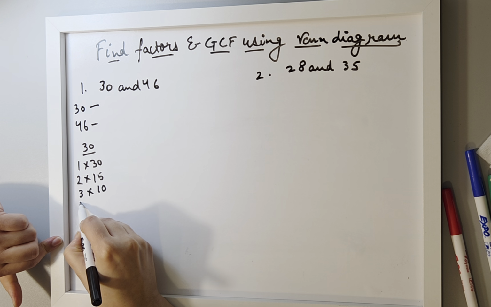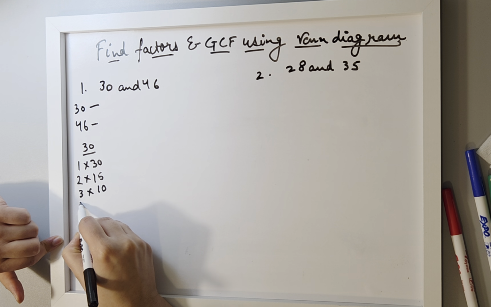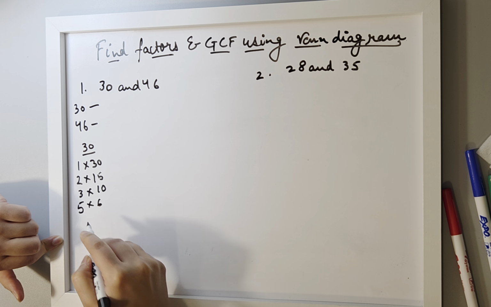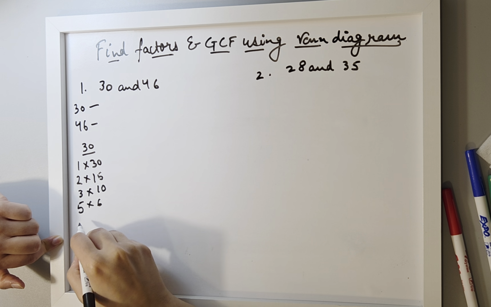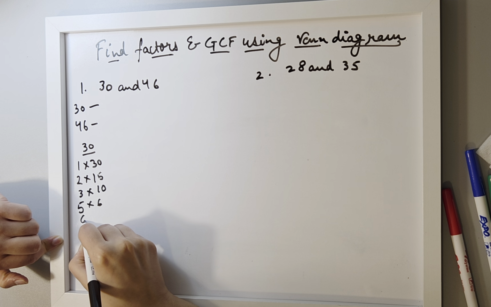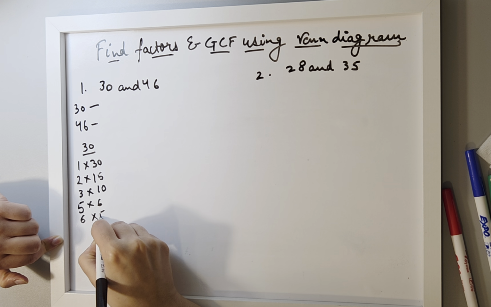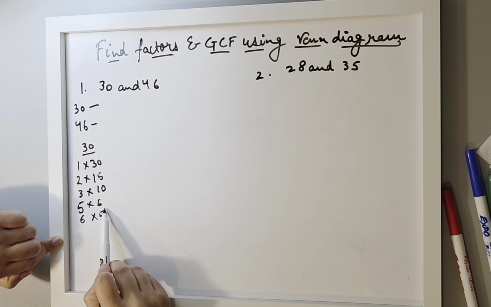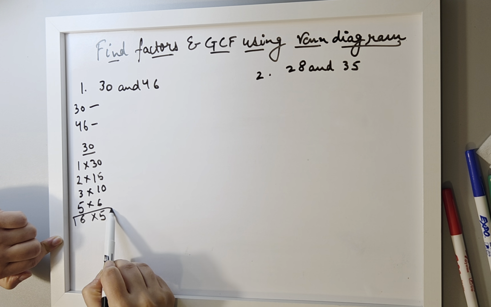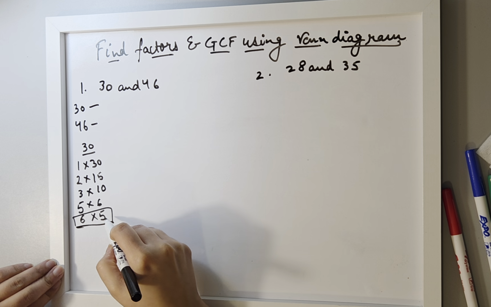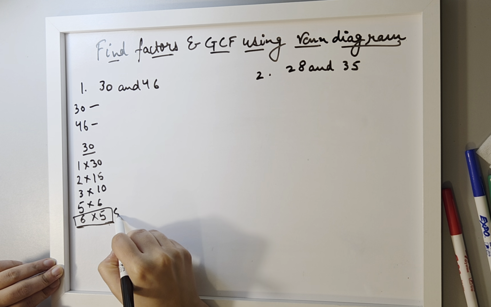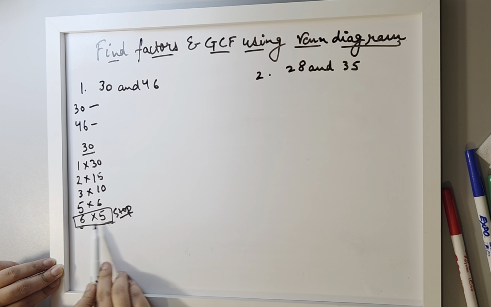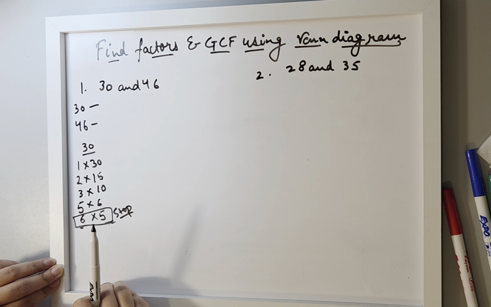Okay, so now 4, does it get divided by 4? No. Then 5 into 6 is 30. Then what is the next number? 6. Yes, again 6 into 5 is 30. Okay, so now we see 5 into 6 and 6 into 5, this is repeating. Okay, so this is a good place to stop. When we see that it's repeating, we are good to stop.